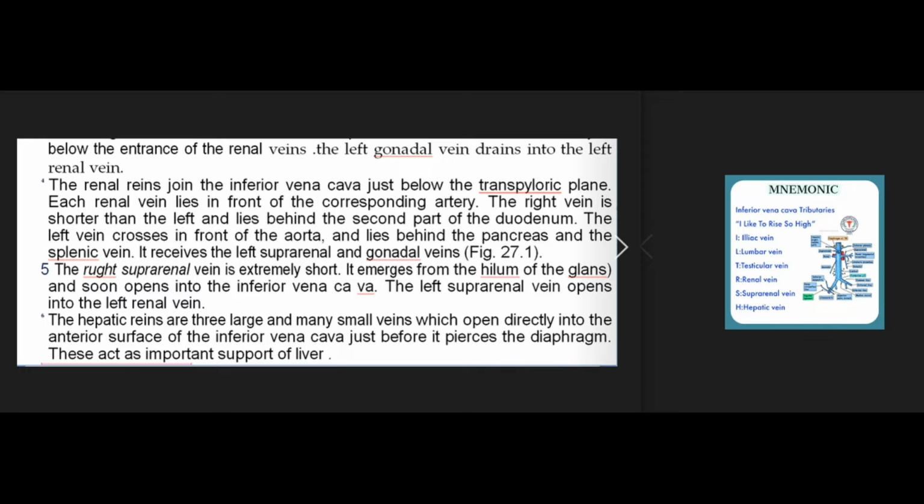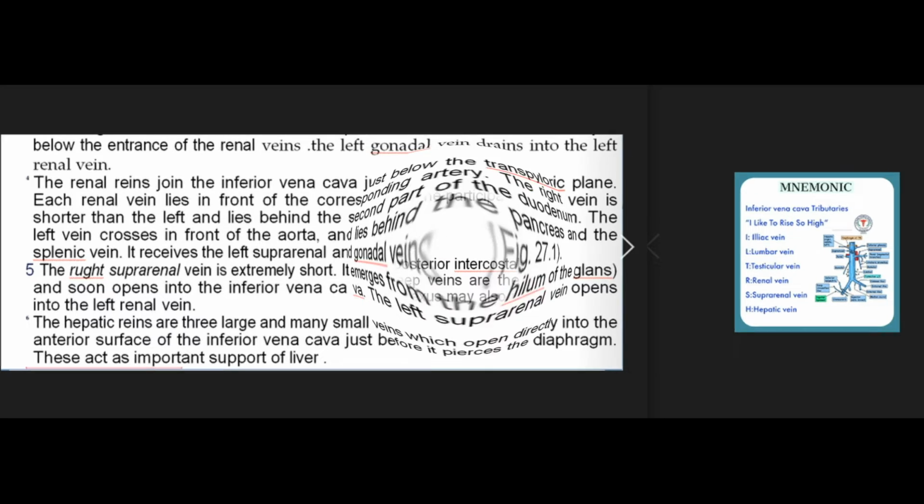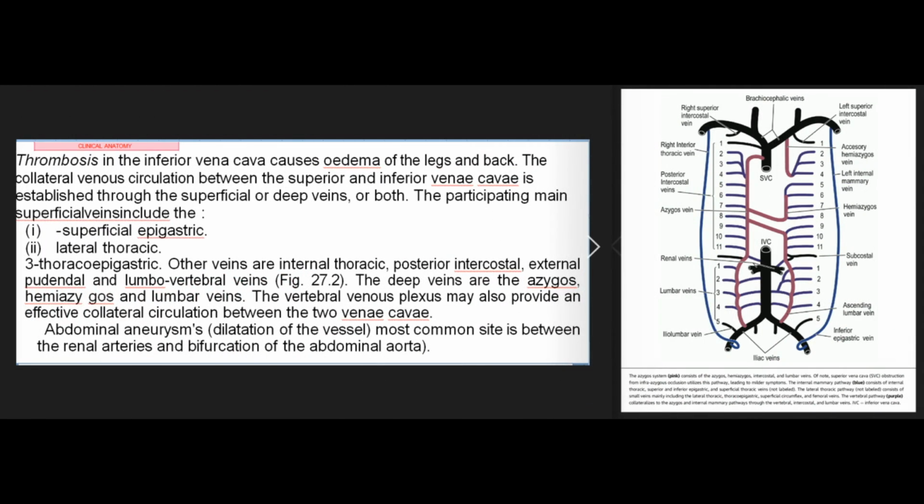The hepatic veins are 3 large and many small veins which open directly into the anterior surface of the inferior vena cava just before it pierces the diaphragm. These act as important support of the liver. Thrombosis in the inferior vena cava causes edema of the legs and back.